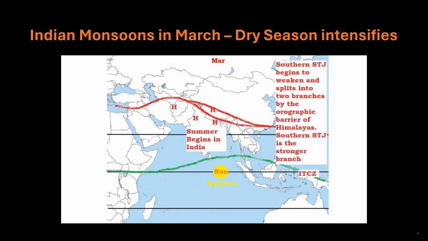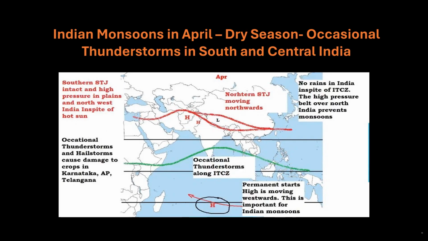Indian monsoons in March, dry season intensifies. Indian monsoons in April, dry season, occasional thunderstorms in south and central India.